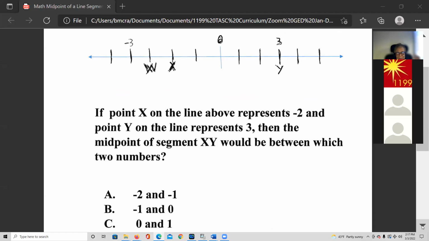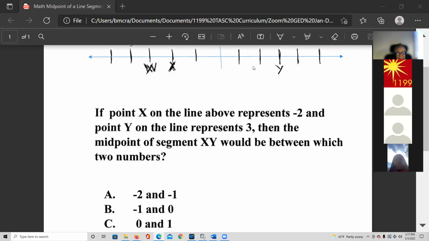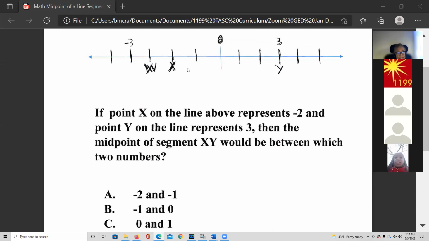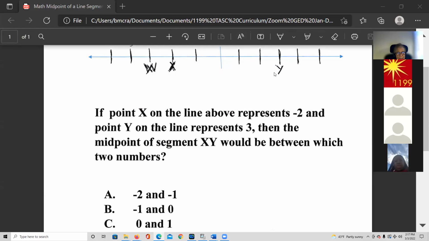Now, the way you would find this, you count the spaces between X and Y. So this XY segment is how many spaces? How many indentations do you see between X and Y? Well, you have to count them from one point to the other. Each one of these represents a space. So 1, 2, 3, 4, 5.